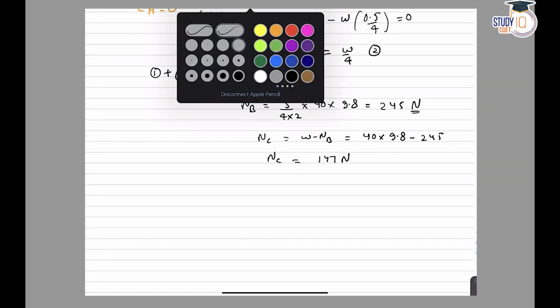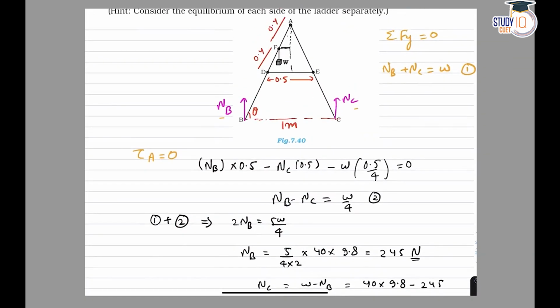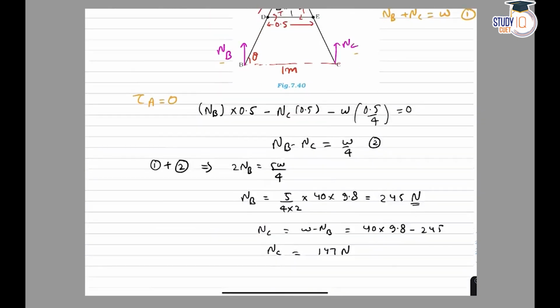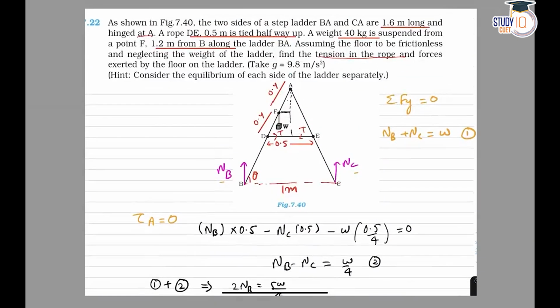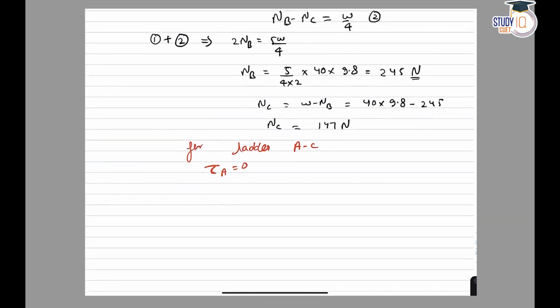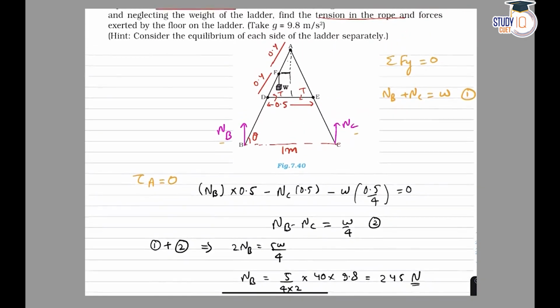Now moving further, we are going to solve the second part, which is to find the tension in the rope. Let's say the tension in the rope is T and T. We are considering the ladder AC, and again torque about point A is equal to 0, as the entire system is in equilibrium. So ladder AC would also be in equilibrium, and we consider the torque about point A. The torque about point A is due to the tension and NC.